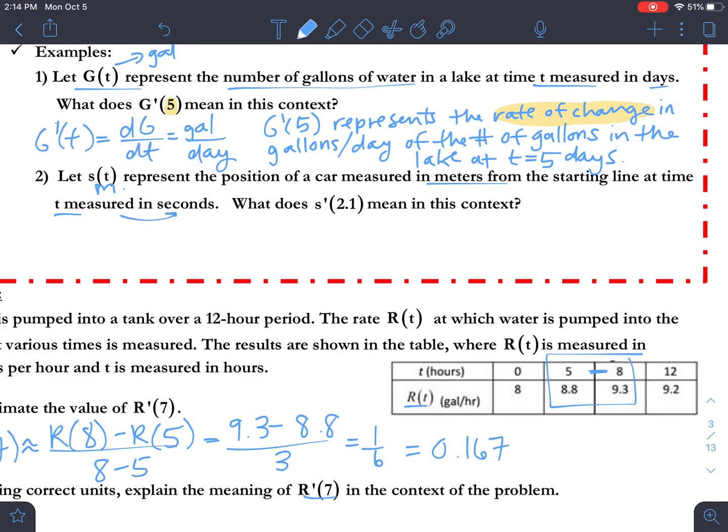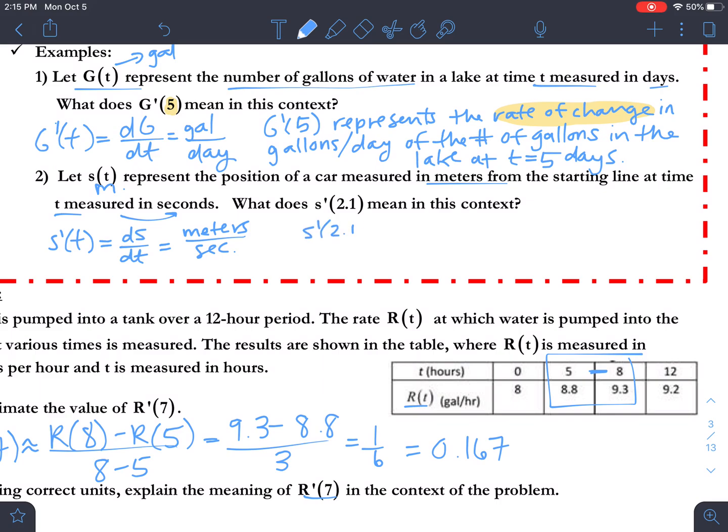Well, S prime of t, in general, we could write as ds dt, change of S over change in t. And this is going to be the change in position over the change in time. And those of you who take physics might recognize this as velocity. So S is measured in meters, and time is measured in seconds here. So meters per second, we've heard of that before.